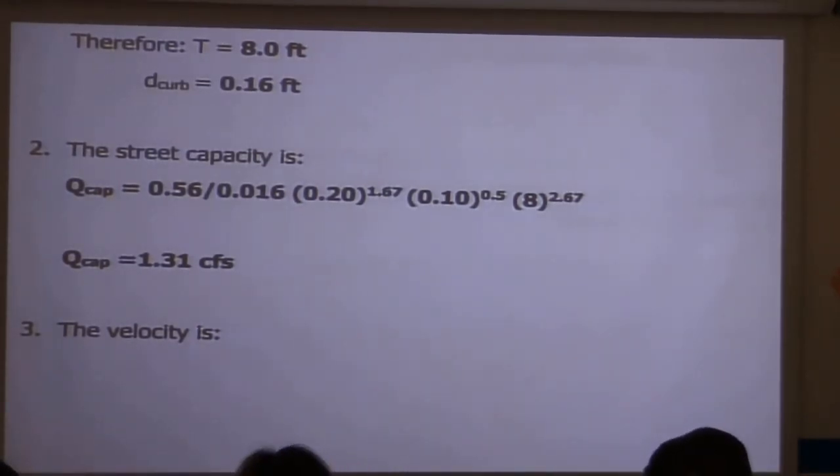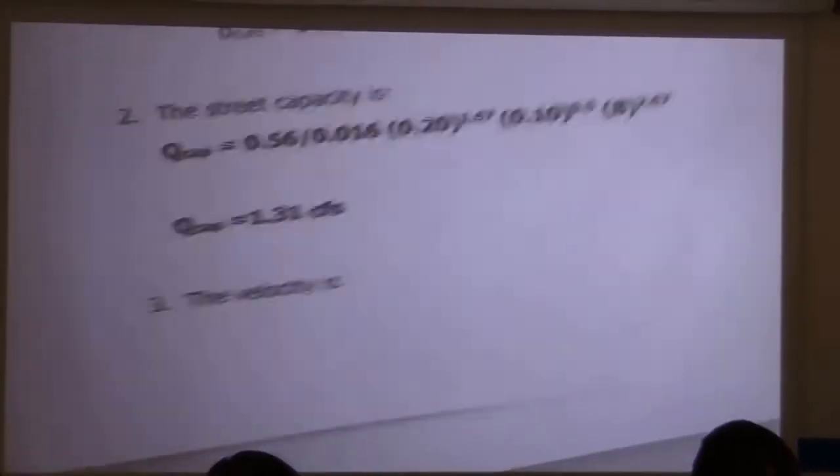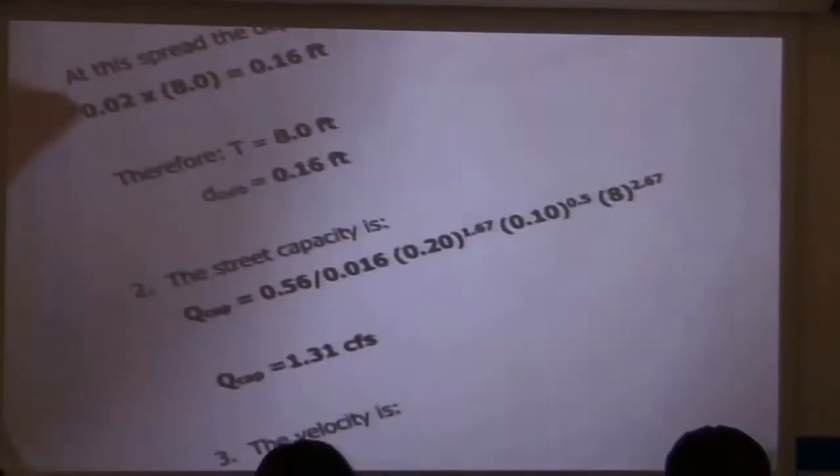I have a question. Why are the slopes 0.2 and 0.1? Should they be 0.02 and 0.01? Yeah, they should be. It's the right answer. Yep, they should be. Well, I got the wrong answer with that equation.